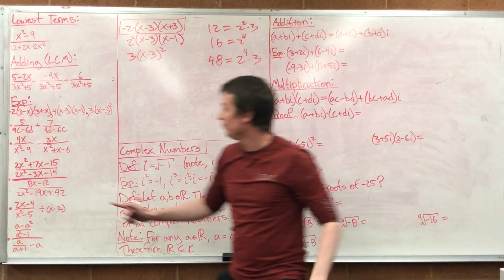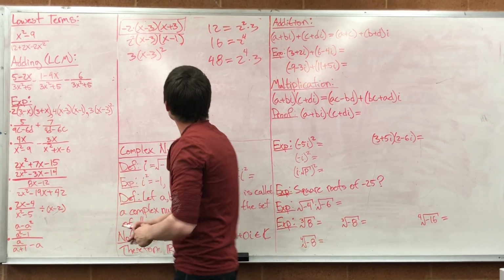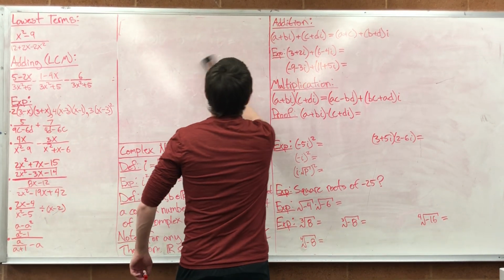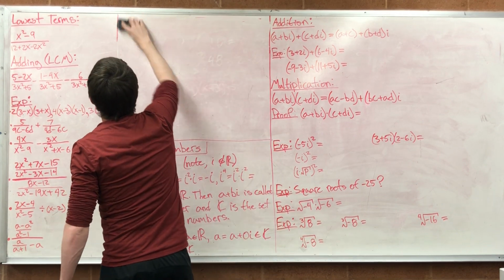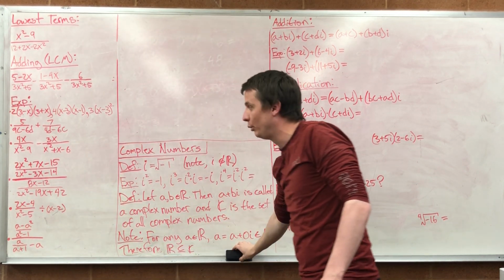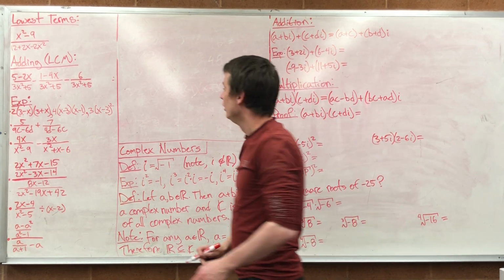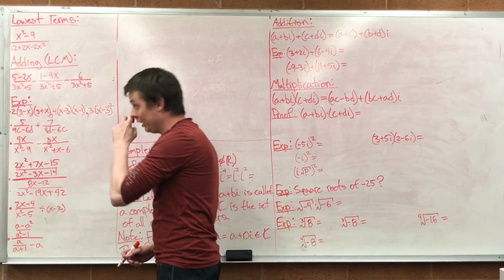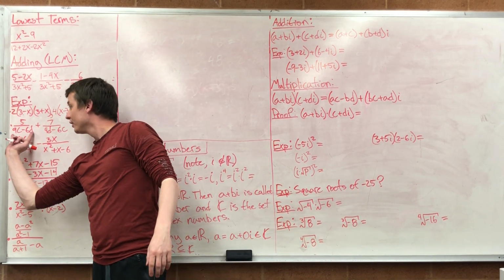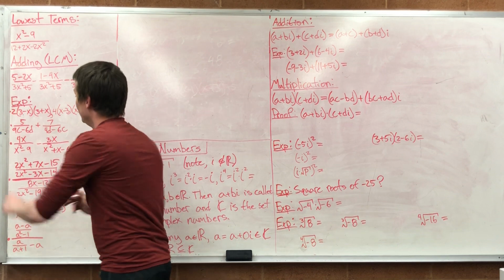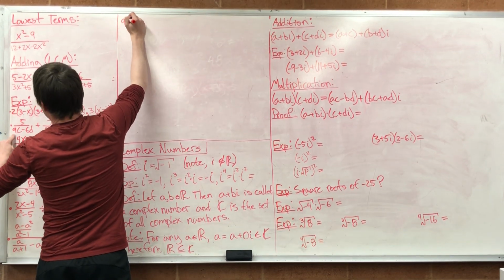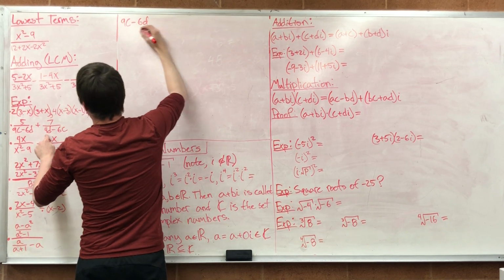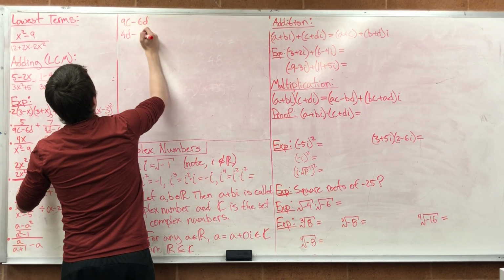Alright, so now we're going to add two fractions together. In adding two fractions together, the first thing we need to do is get a common denominator. And the common denominator that we want is the least common multiple of the denominators. So first thing I want to do is find the least common multiple of those two denominators. One of them is 9c minus 6d, and the other is 4d minus 6c.